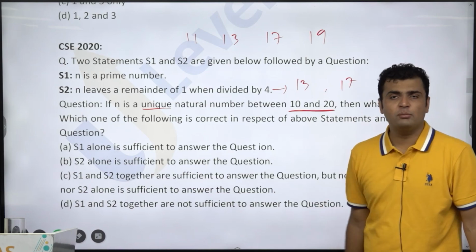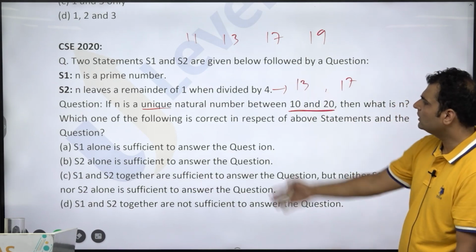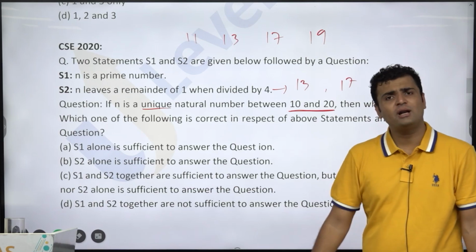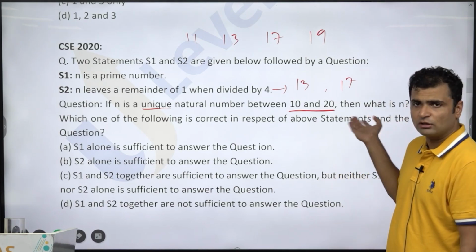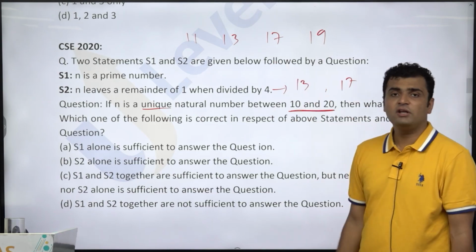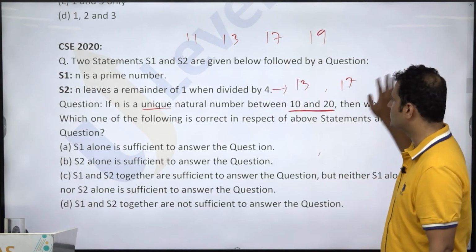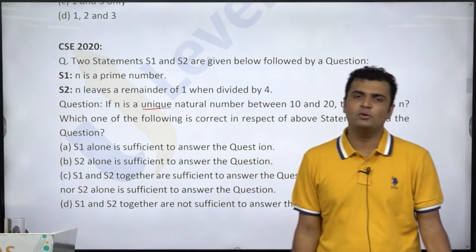If we combine the information, do we have a unique answer? No. So here the answer would be that together also they are not sufficient to answer. What is n? That is the question. What is n? We cannot answer it uniquely. We have 13, 17 even if we combine the information in both the statements. So the answer here is D. All we needed to know was the prime numbers between 10 and 20.